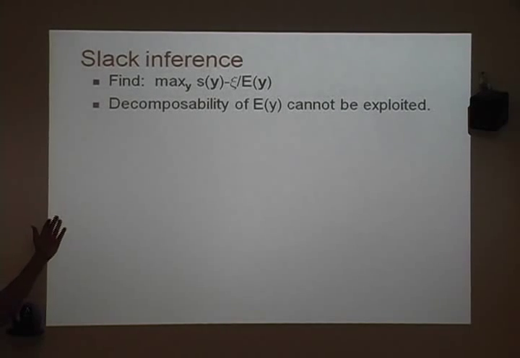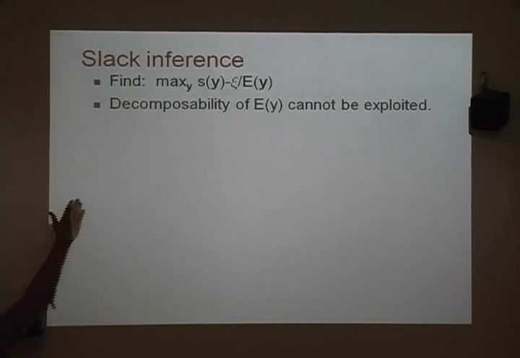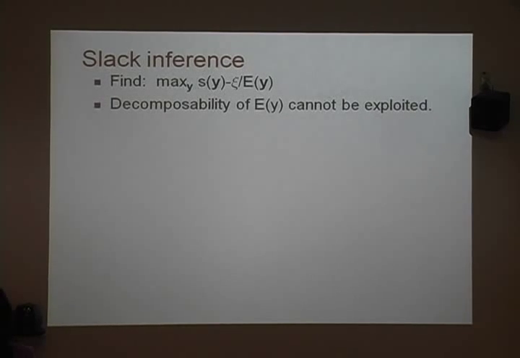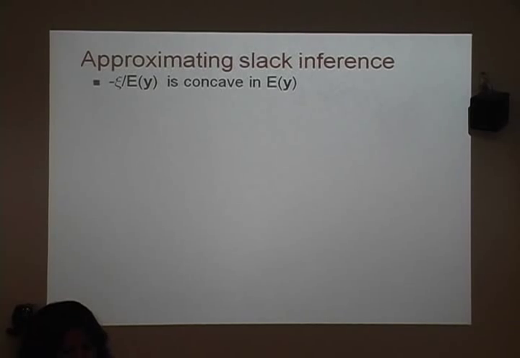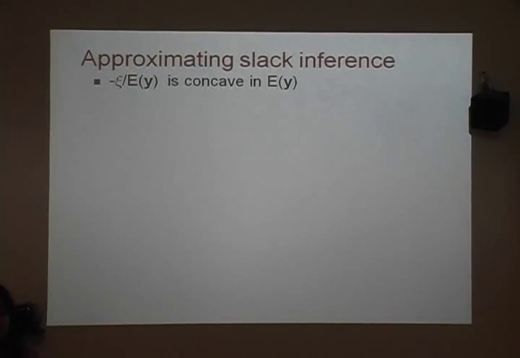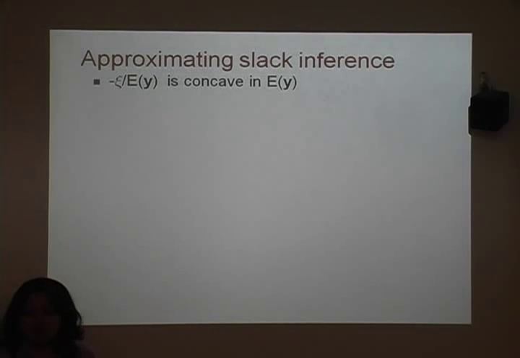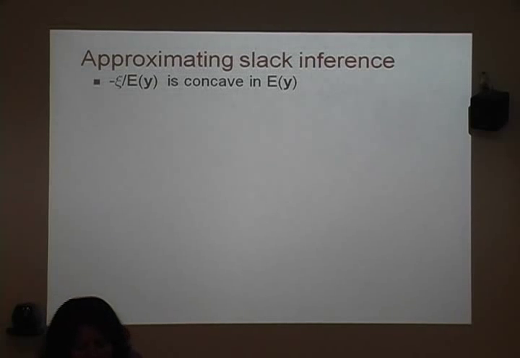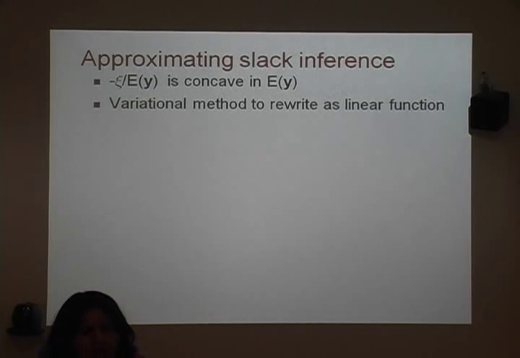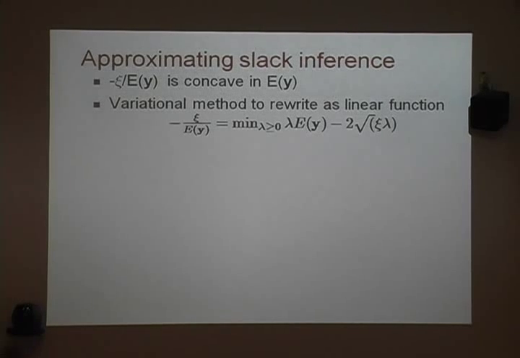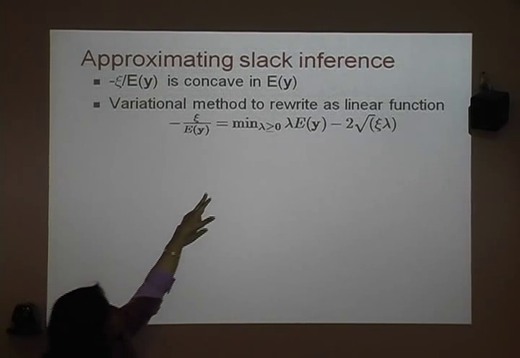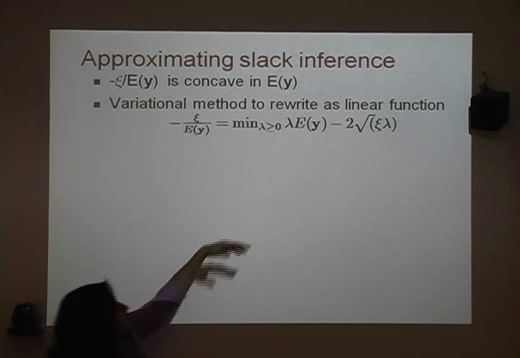And our pain was that the decomposability of the error function did not help us in solving this maximization problem efficiently. Okay. So the first observation is that the part which is paining us is actually not that bad, in the sense that this part, which is the minus of the inverse of the error function, is actually concave in the error E_y. And because of that, you could use variational methods to rewrite this as a linear function as follows. So this particular function is equal to the minimization over all possible lambdas.